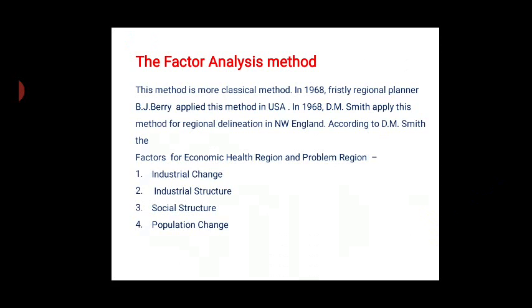The factor analysis method is a more classical method. In 1968, regional planner B.J. Berry first applied this method in the USA. In 1968, D.M. Smith applied this method for regional delineation in northwest England. According to Smith, some factors are responsible for identification of economically healthy regions and problem regions. The factors, namely industrial change and industrial structure, social structure, and population change.